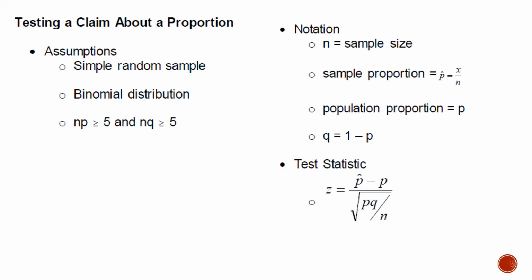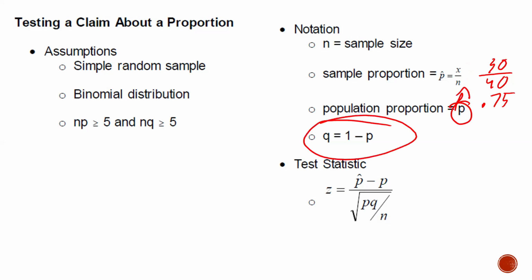n is the sample size. Your sample proportion, sometimes that's given, sometimes it needs to be calculated, but it's very easy to find. If there are 30 people who are over 5'10", and there are 40 people in the sample, the sample proportion would be 75%. A lot of times that's not given directly. The population proportion is what you're making a hypothesis about, and q would be 1 minus that. And you calculate this test statistic.